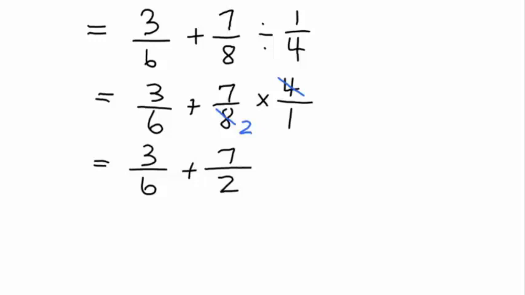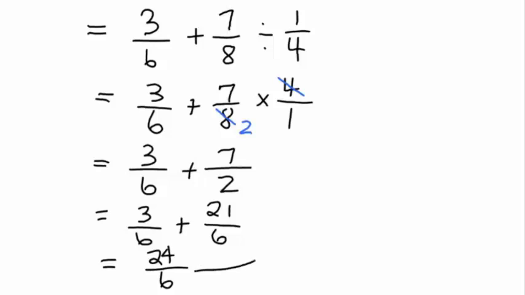Our last step is to do this addition. We need a common denominator for that. And that common denominator again is going to be 6. So let's go ahead and multiply 7 by 3 to get 21. And when we add these fractions together, we will have 24/6. Now 6 does divide evenly into 24, and we can simplify this one more step to just the number 4.